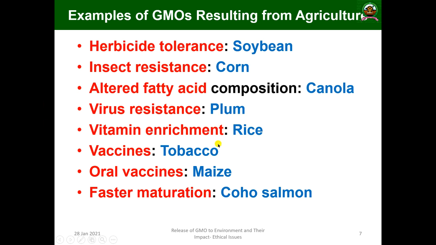Then similarly, tobacco: genetically modified tobacco can be used to create vaccines against the tobacco mosaic virus. And similarly, many more vaccines can be cultivated by using maize. And you can allow animals to mature fast also. Say, for example, salmon fish: the hormonal gene that you can introduce into the salmon fish, and immediately it will mature, and that can be used for feeding. So these are some typical examples of how we are using genetically modified crops or plants, and this has a beneficial role. That is the important thing.